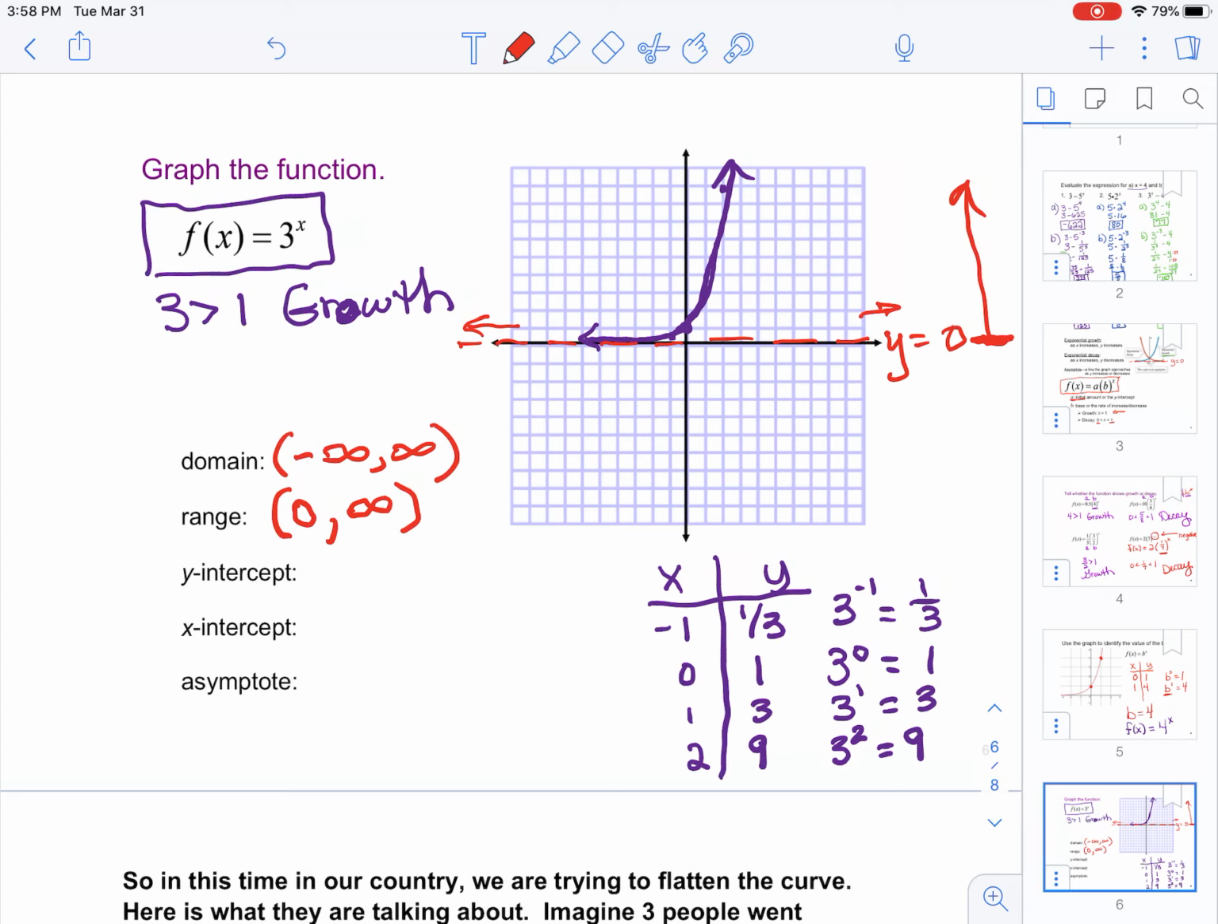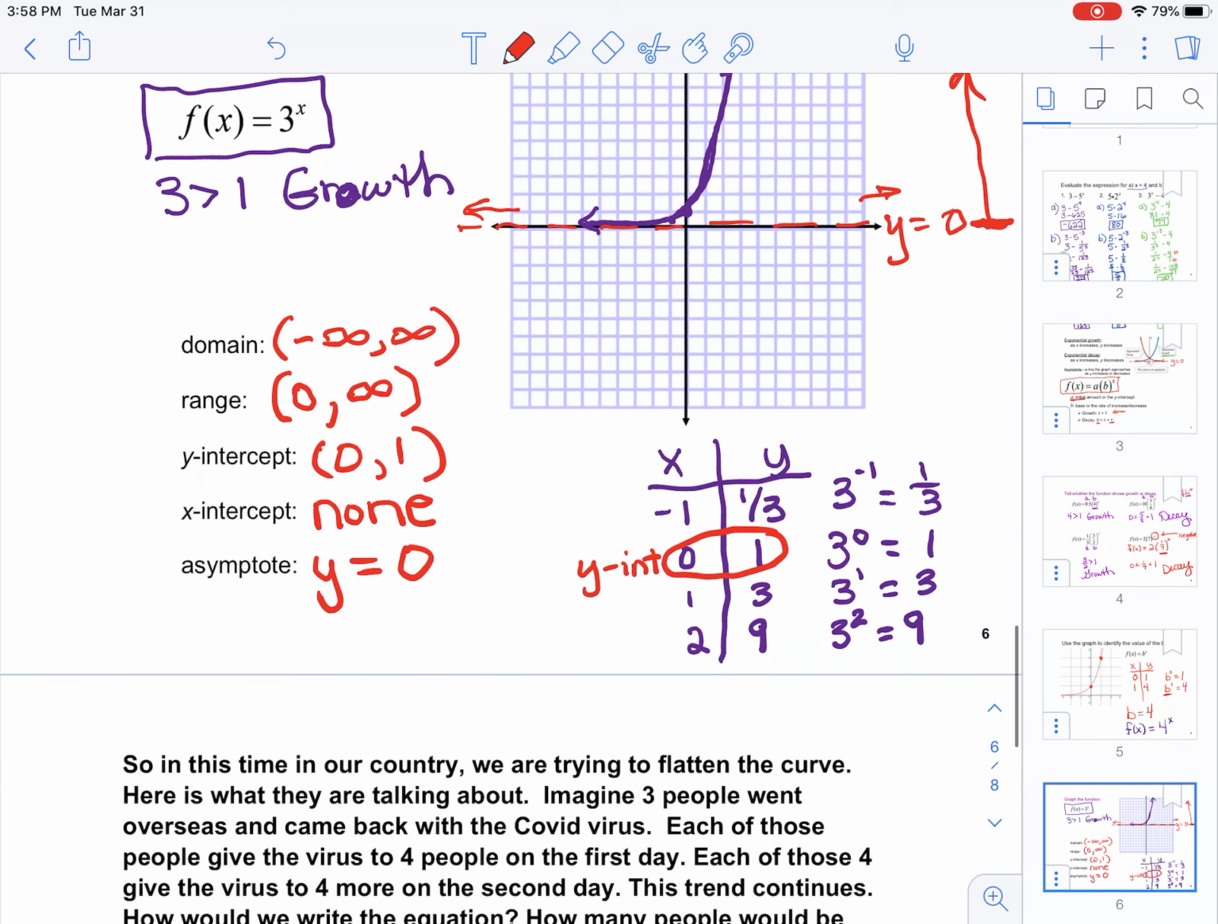What is the y-intercept? Well, we found that when we did our table, our y-intercept is going to be (0, 1). And you need to write it as a point. Does it have an x-intercept? Well, will it ever cross the x-axis? No. So you put none. We do not have any points that are going to hit that x-axis. And our asymptote we already talked about is y equals 0.